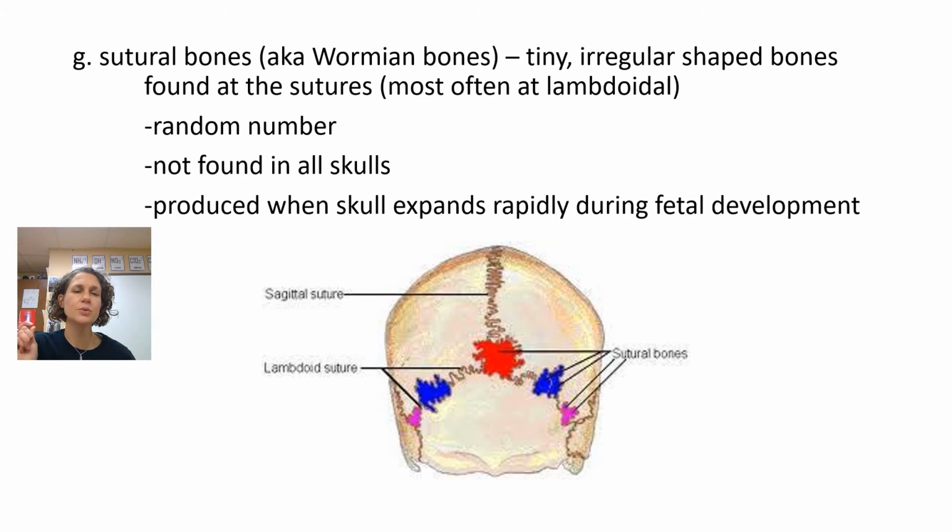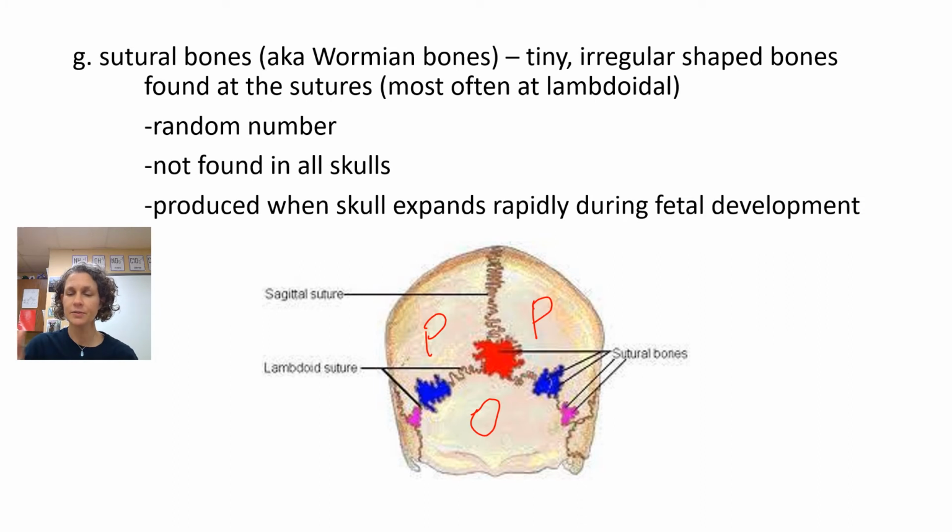Okay, so now sutural bones. These are along a suture, usually your lambdoidal, the suture between your occipital bone here. So here's your occipital bone, and then you've got your two parietal bones. You sometimes will see people, or skulls, that have these little odd shaped bones.